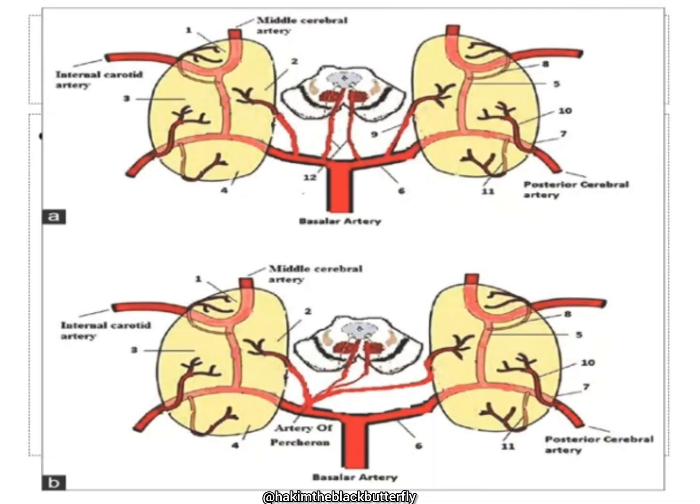But I want to talk briefly about the blood supply of the thalamus. This blood vessel is the basilar artery. It is formed by the joining of the two vertebral arteries. Vertebral arteries come from the subclavian, then they pass through the transverse foramen of the cervical vertebrae, and then they enter the cranial cavity through the foramen magnum.